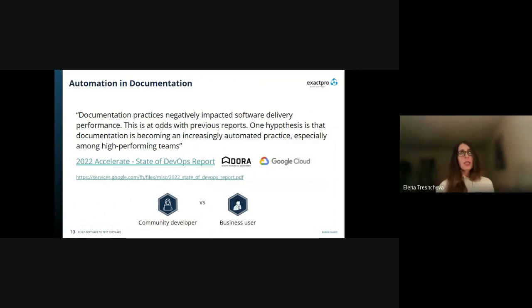On a larger scale, this can lead to an evolution of the developer-targeted part of documentation towards a more automated approach. The documentation can transition closer to the code itself, which is actually reflected in this year's DORA report. So this is exactly the trend over this year.